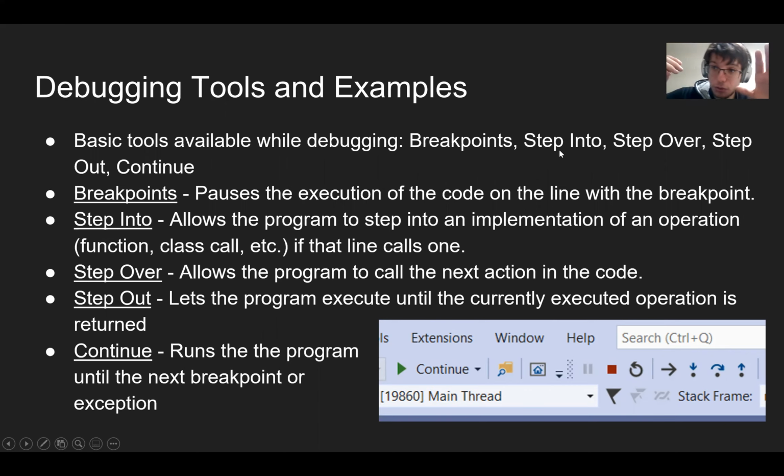Like I said, step into is when you want to go into a function. Step over is when there's a line of code with a function in it, and you don't want to go into the function, so you just step over the line of code. Step out is if you're inside of a function and you want to get out of it. And continue is to keep going with the execution. It runs the program to the next breakpoint, so that's continue, and the rest.